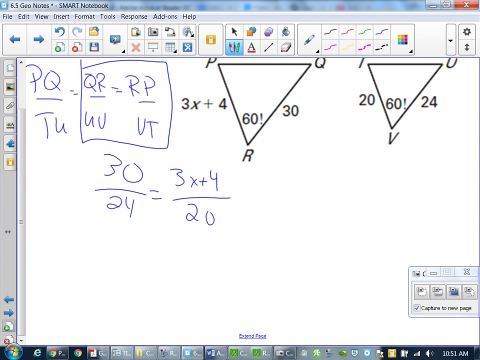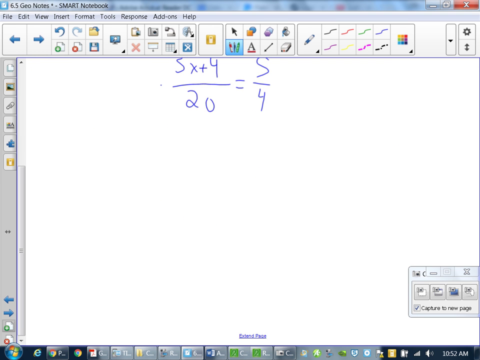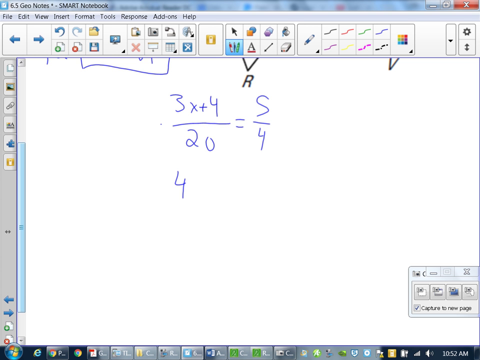So if I divide them both by 6, I get 5 over 4. Be okay with that? I just put it on the other side. Cross multiply like you have been. 4 times the 3x plus 4 is 5 times the 20. Distribute, multiply, and rewrite. Okay.